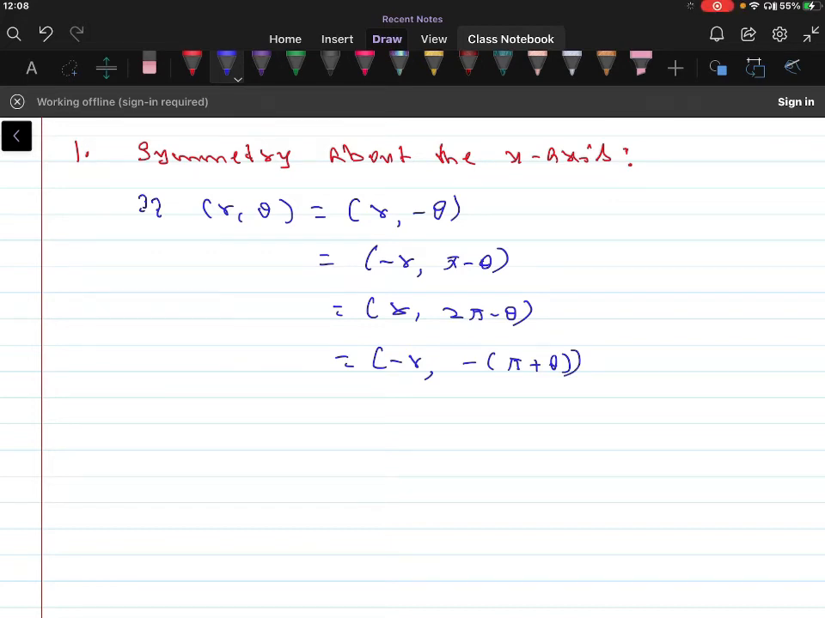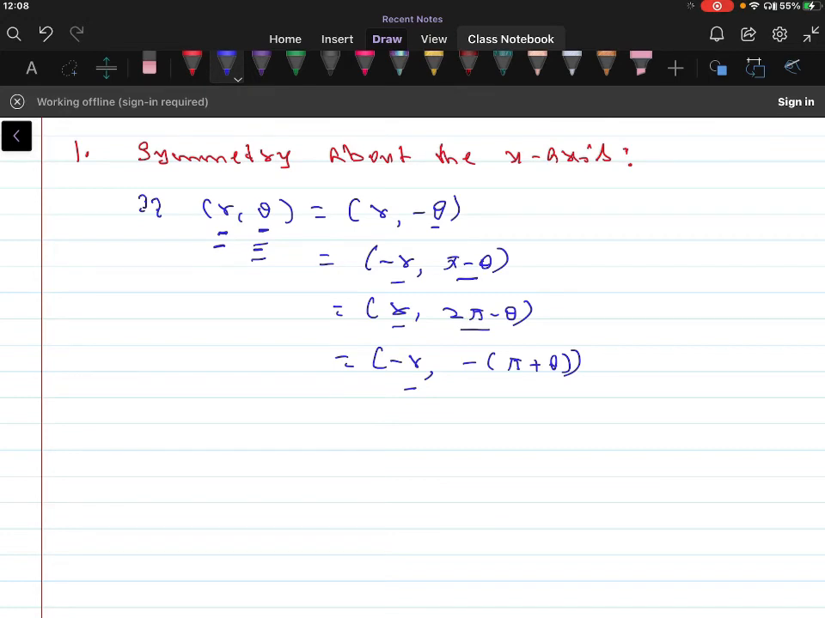So in the first case, theta is replaced by minus theta. In the second case, r is replaced by minus r and theta is replaced by pi minus theta. In the third case, r remains the same and theta is replaced by 2 pi minus theta. And in the fourth case, r is replaced by minus r and theta is replaced by minus of pi plus theta.